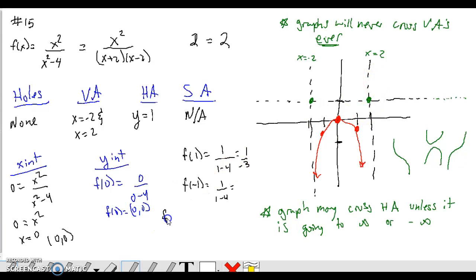So let's plug in f of 3. So 3 squared is 9. And then 9 minus 4, so this will be 9 over 5. So 9 over 5 would be on this side of your graph. So we're probably looking at our graph like that. And then again, if I plug in a -3 right here, everything still stays the same. So again, my graph is going to look something like that. Okay, so that's what my graph looks like for number 15.